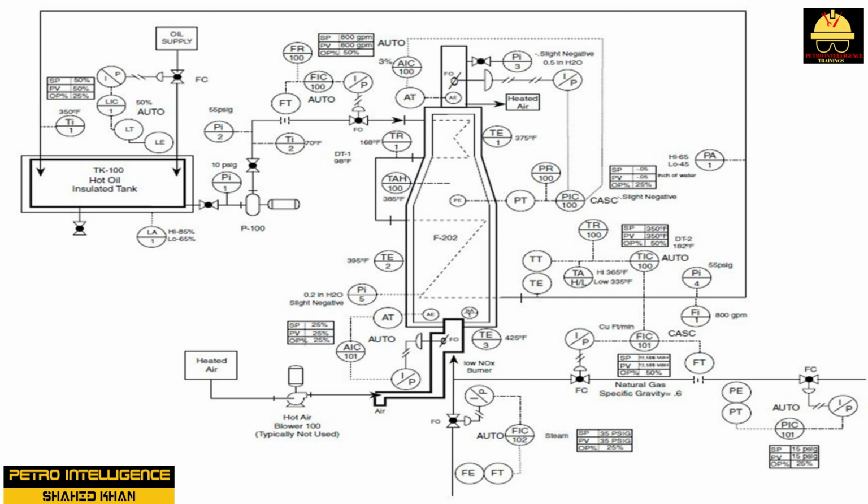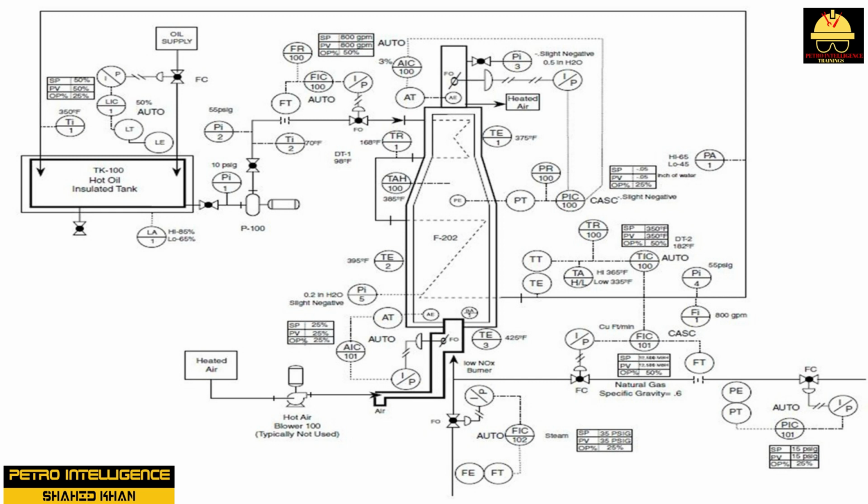12. Set AIC 100 to 3% and place in auto. 13. Set PIC 100 to 0.05 and CASC to AIC 100. 14. Set FIC 101 to 3,500 cubic feet per hour and place in manual. 15. Set AIC 101 to 21% and place in auto. 16. Light burner and allow F2O2 to come up to temperature.